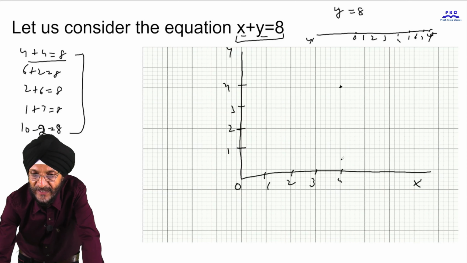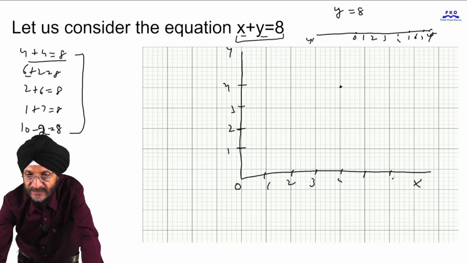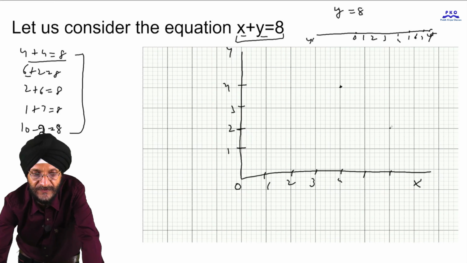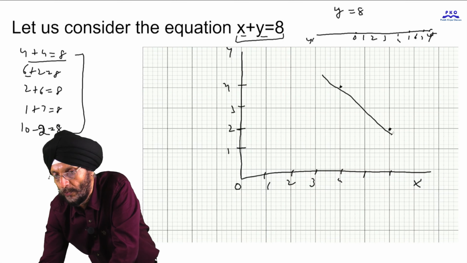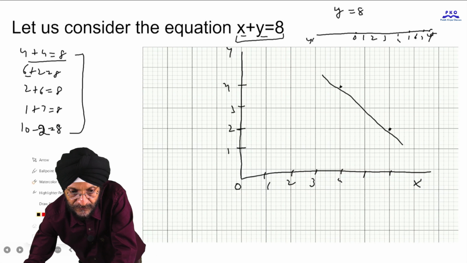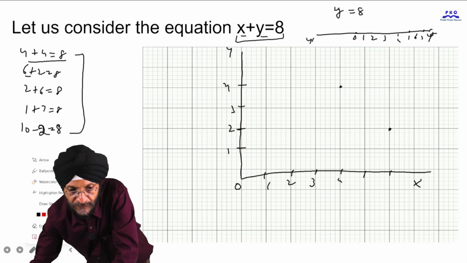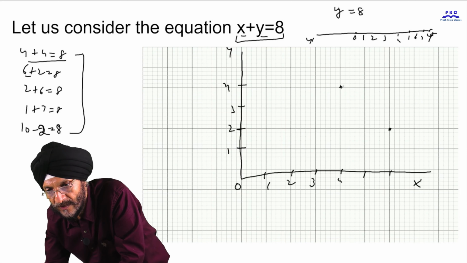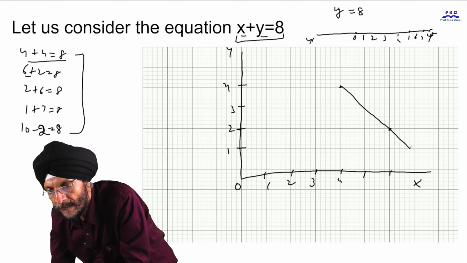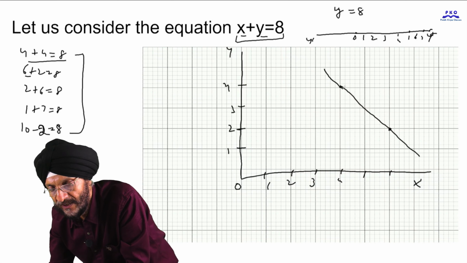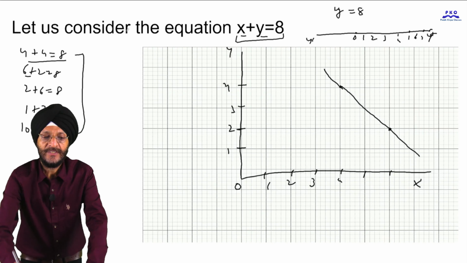6 plus 2, that is, the value of x is 6. So here it is 6. The other is the value of y is 2. That is the other point. Here you can join both these two points. It will be in the form of a straight line. It is also possible that another equation may be given in the question.